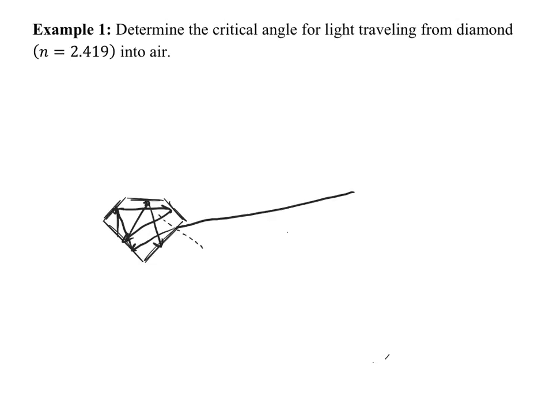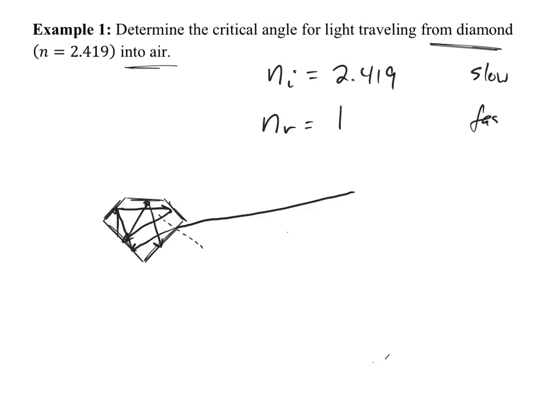So if we could figure out what that angle is in this problem, we could see the exact number that diamond cutters actually use. If we look at this, we see that it's traveling from diamond into air. Those are my values right off the bat. From diamond, meaning from that material, that's the Ni value. Into air means to another material, that's the second N value. So we're going slower to faster. Very good. It moves from a slower material to a faster material.